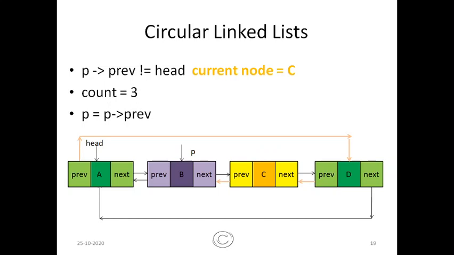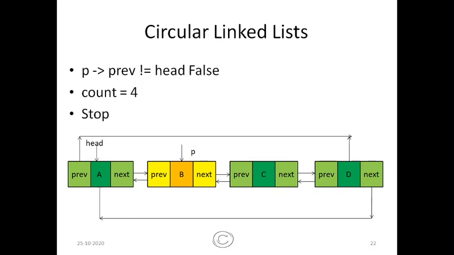Now from C we'll check once again the condition, p previous not equal to head. Current node C, so count will be 3. Now 3 plus 1, then count will be 4, and p goes backward to B's address. Okay, so now at B the count is equal to 4, now we are at B. Now we'll check once again, p previous not equal to head, so obviously p previous is equal to head, so that condition is false, so we will stop here.